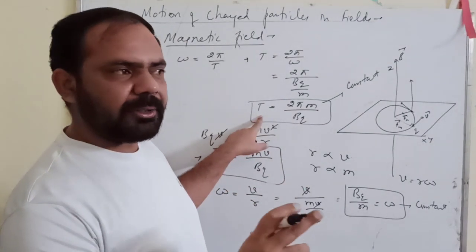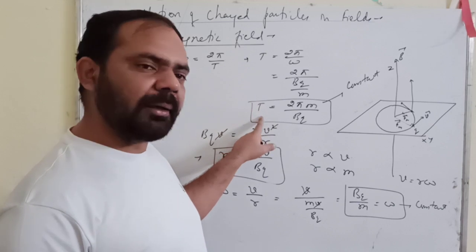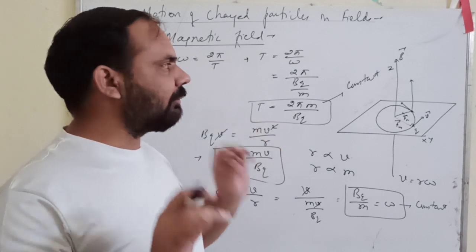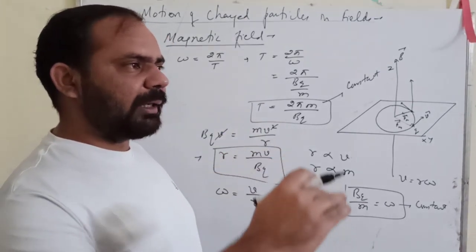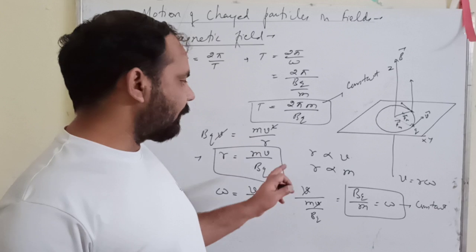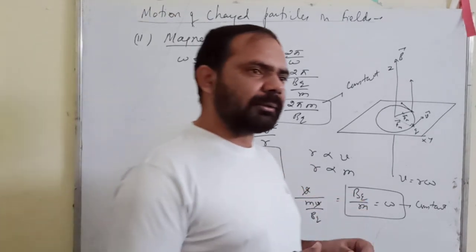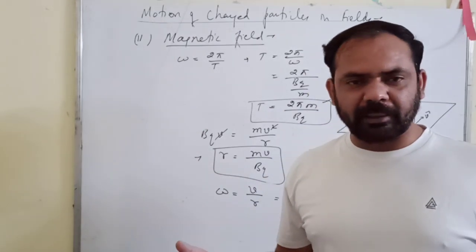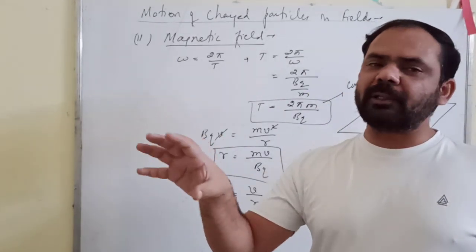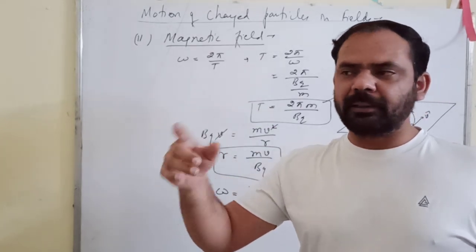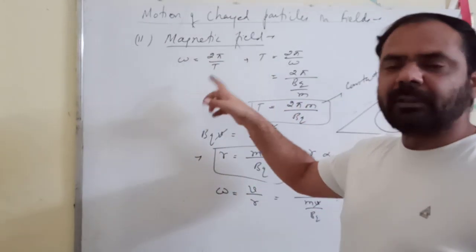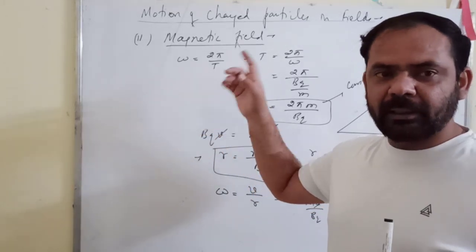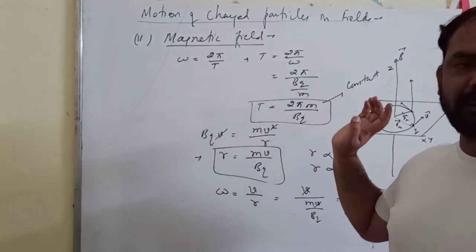The time taken by the charged particle will be constant, and the angular frequency will also be constant. How will they remain constant? Because if you increase the radius, suppose a charged particle gets a speed up inside a magnetic field, then equally the radius will also increase in such a way that the time period remains constant.